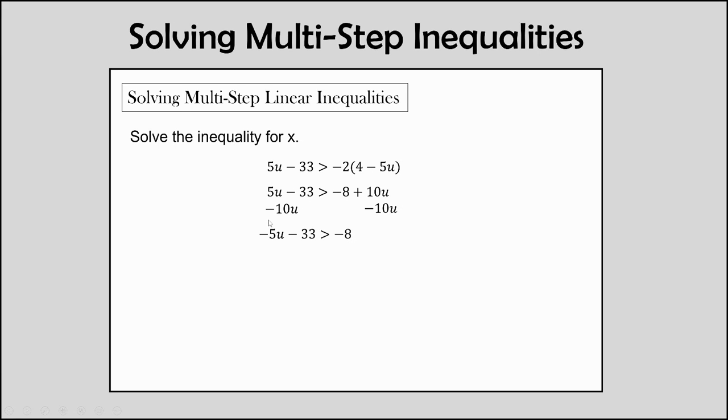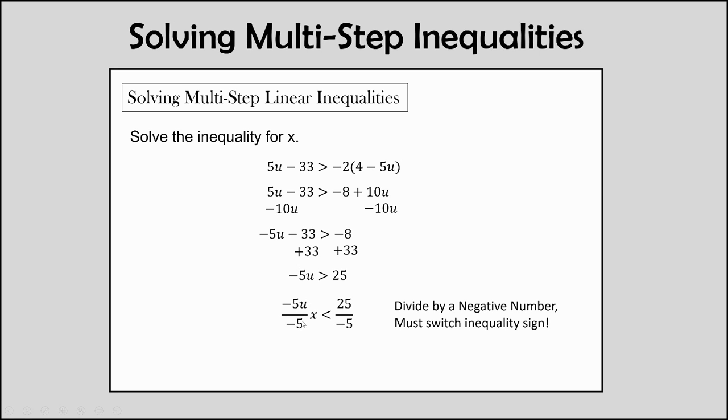Okay, now we want to isolate our negative 5u, so I want to get this negative 33 to become a 0, so I'll add 33 to both sides. Negative 33, positive 33, 0. Negative 8 plus 33, 25. So my negative 5u, I've got a coefficient of negative 5. I want that to be a positive 1. So I'm going to divide each side by negative 5.